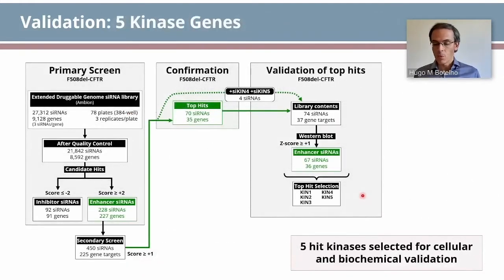At this point, we considered the data we had gathered so far and decided to select the 5 kinase genes, kin1, 2, 3, 4, and 5, whose knockdown yielded FA-Del CFTR rescue for further studies. Even though kin4 and kin5 did not meet the hit threshold on the confirmation screen, we still considered that the Western blot data was robust enough to justify the decision. The selection of a subset of 5 kinase genes was evidently based on the amenability to small molecule inhibition.